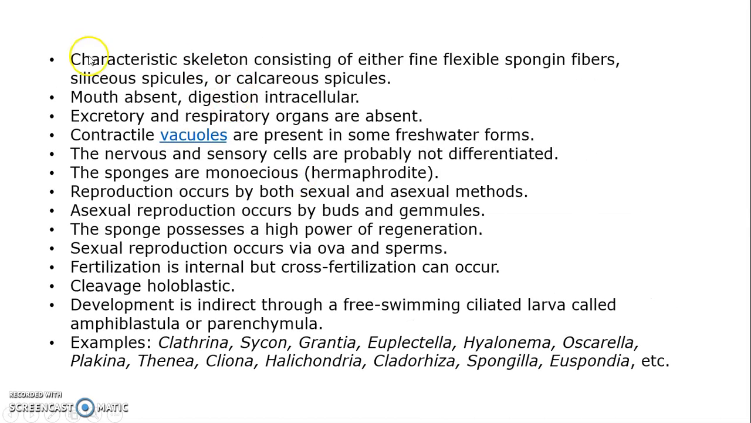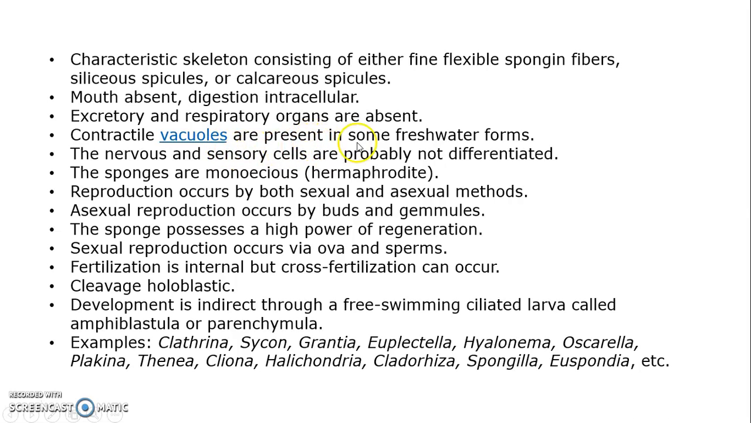Next, characteristic skeleton consisting of either fine flexible spongin fibers or siliceous spicules or calcareous spicules. Skeleton means it gives mechanical support to the body. They are made up of spongin fiber or silica or calcium. Then mouth is absent, digestion is intracellular. Digestion happens inside the cell. Excretory and respiratory organs are absent because these are lower organisms.